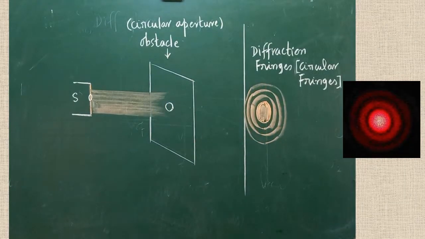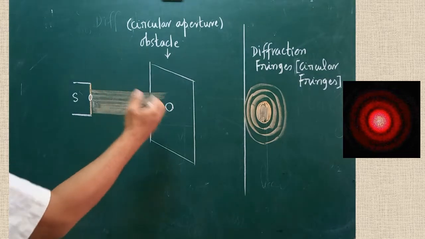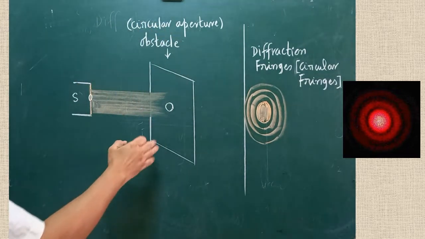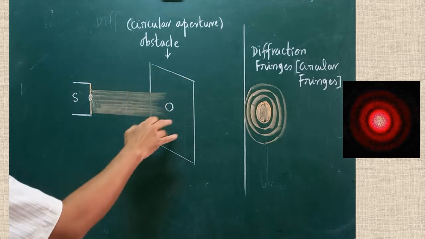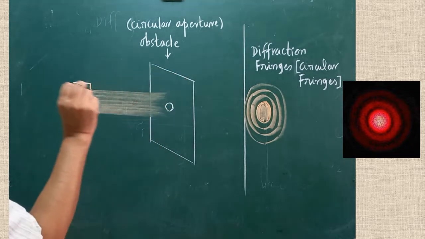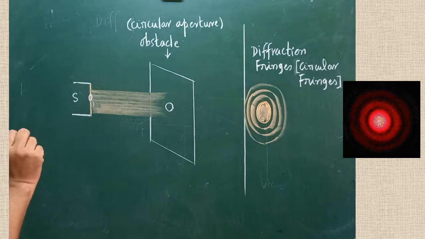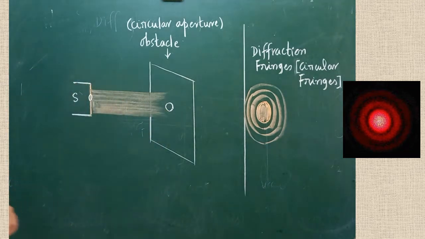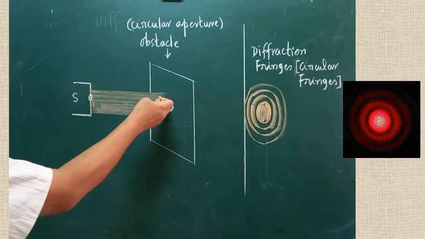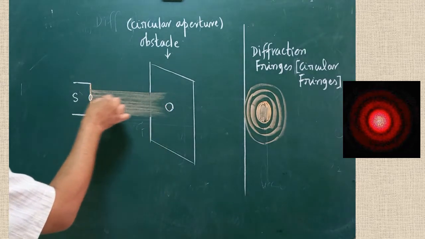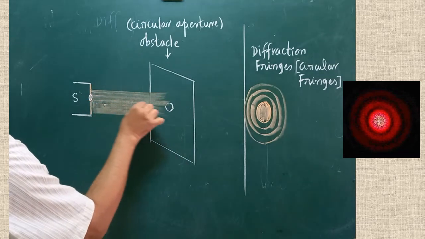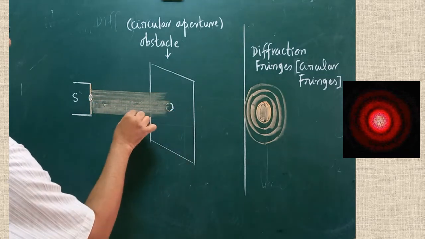Now I will explain the same diffraction effect as seen in the case of a circular aperture. Look at the obstacle. Here a sheet is taken, and at the center one small narrow hole is made. The shape of the hole is almost circular in nature. When the circular aperture is illuminated with the help of laser light or any other monochromatic light, what happens after illumination?